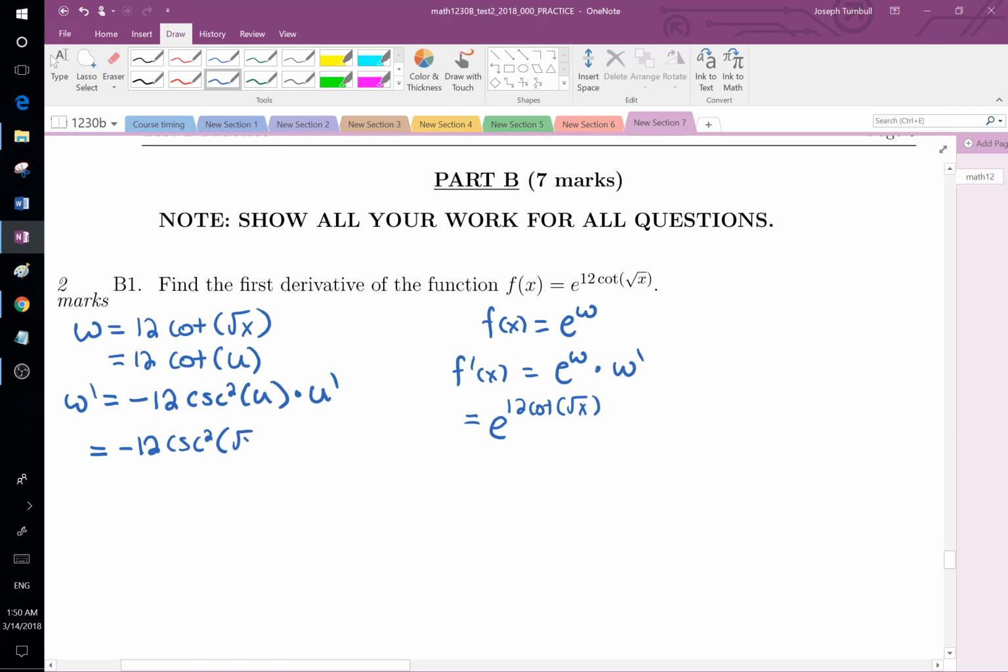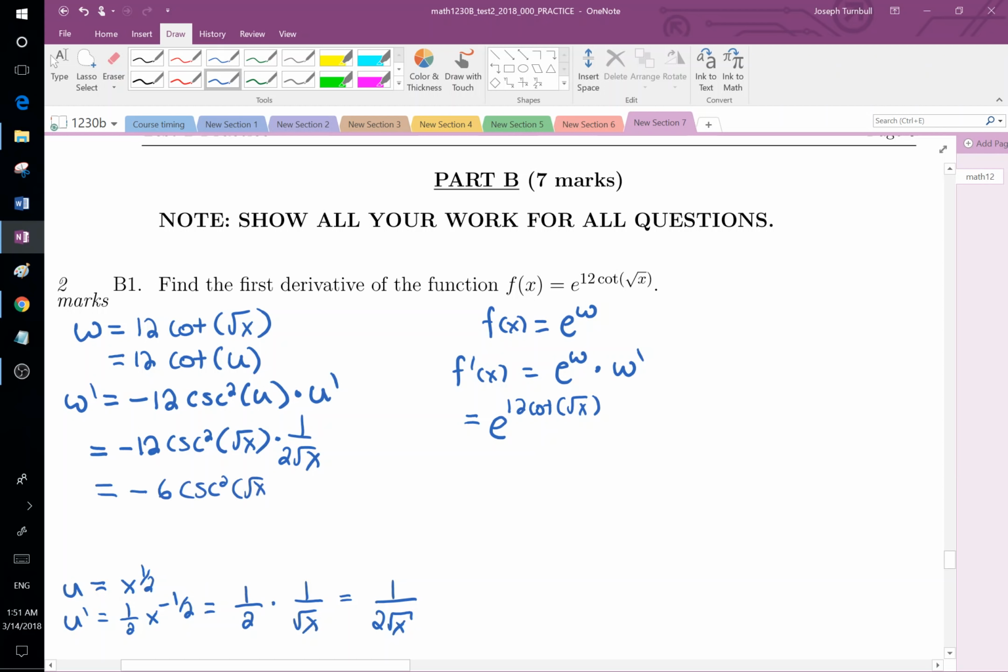Okay, now u is the square root of x. Now we need u prime. So put that down here. u is x to the power 1/2. u prime is 1/2 x to the negative 1/2, which is 1/2 times 1 over root x, which is 1 over 2 root x. Now we can simplify w prime. Negative 12 over 2 is negative 6 cosecant squared of the root of x, all over root of x. And then that can get plugged in for w prime.